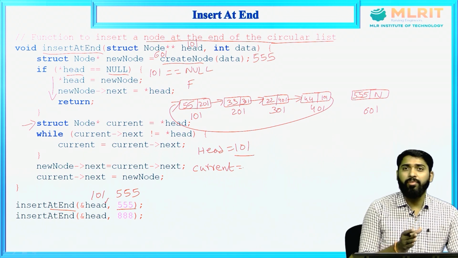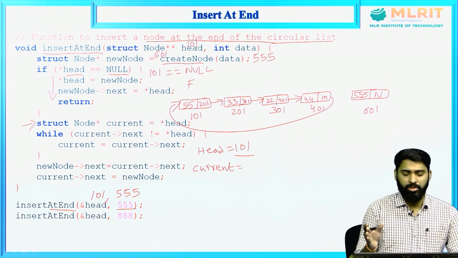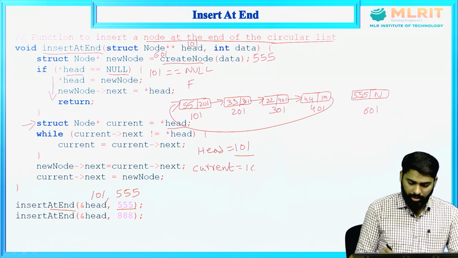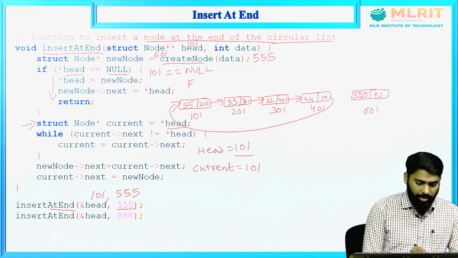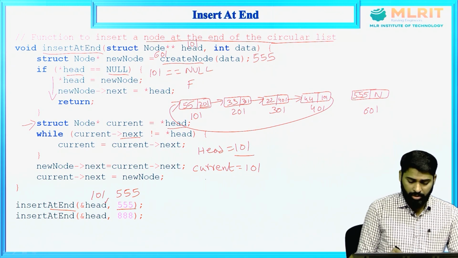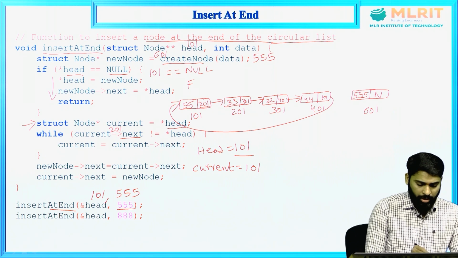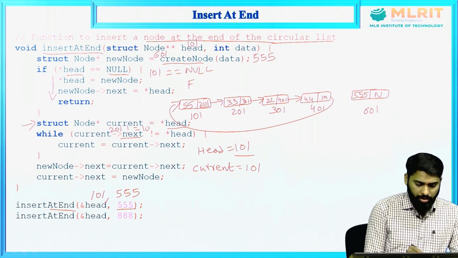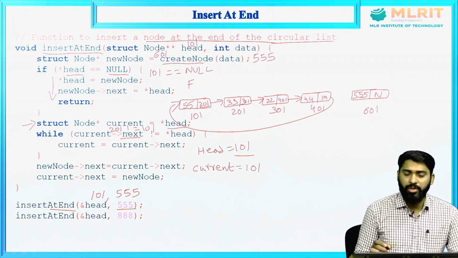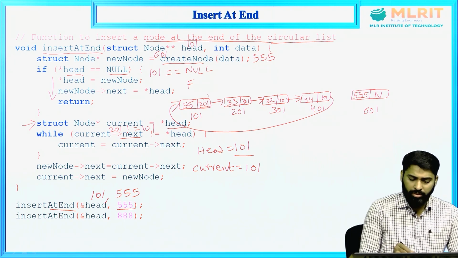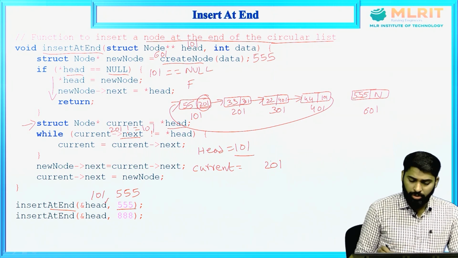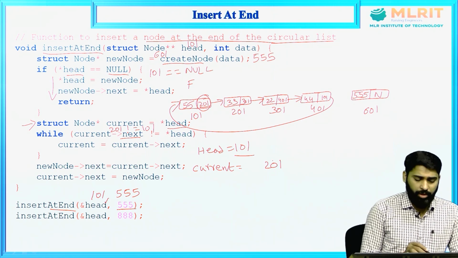So the current will traverse up to the last node. Initially I am taking the head. What is the head here? 101, and current arrow next. What is the current arrow next? 201. So 201 not equals 101. Yes, it is true. So current equals current arrow next. What is the current? 101. 101 arrow next is 201. So next, again we check the condition.